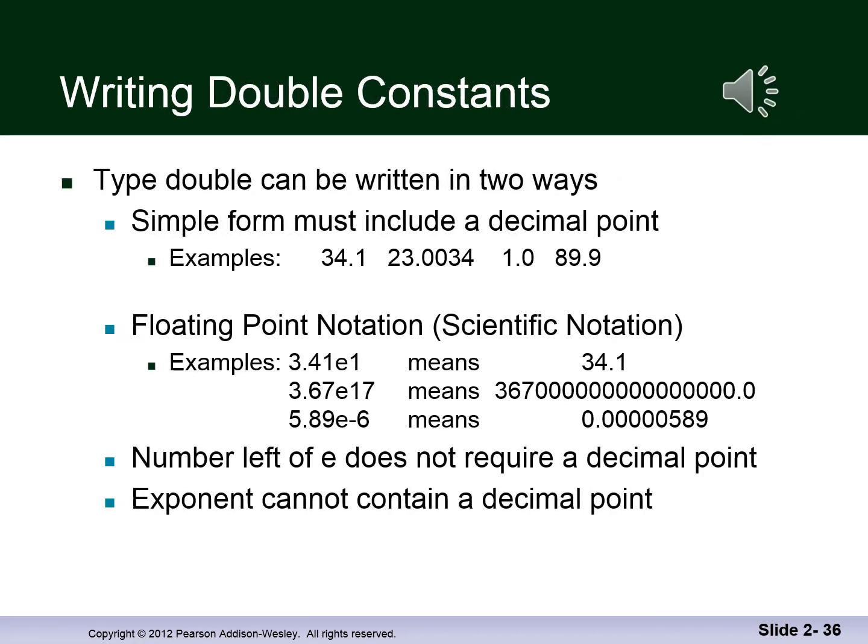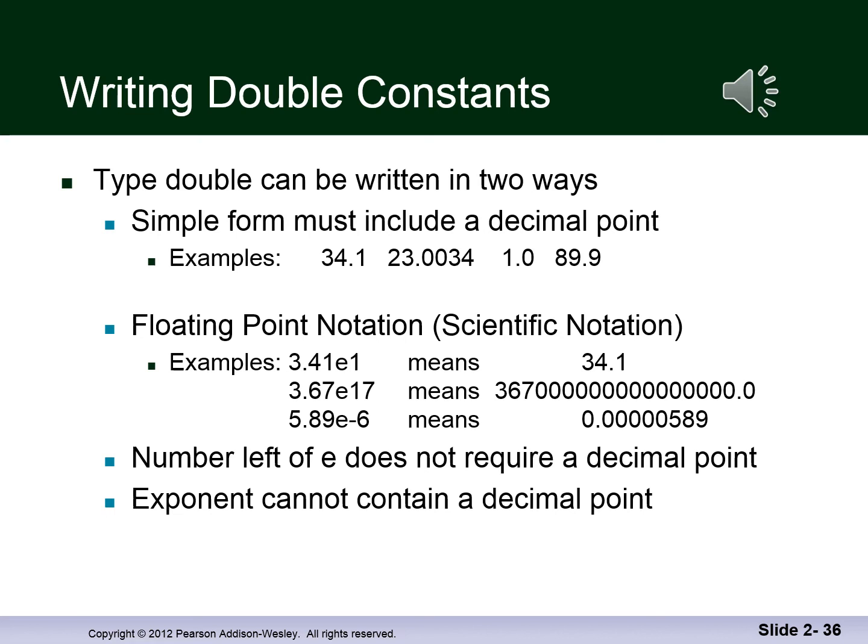Doubles can be represented 2 different ways: fixed point or floating point, using fixed point or floating point notation. Fixed point is the most common format, and it includes a decimal point. Examples: 34.1, 23.0034, 1.0, 89.9, etc.